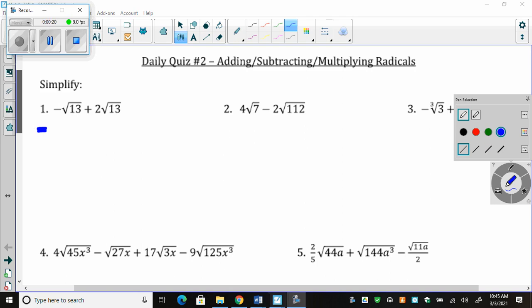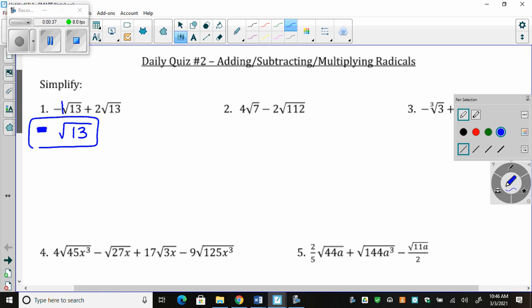Right. So we have -1 plus 2, which is 1 root 13, and I don't have to write the 1 in front, but I can. But I'm not going to. Okay, this one, I do 4 minus 2, and people will try and subtract them. Can I subtract them right now?